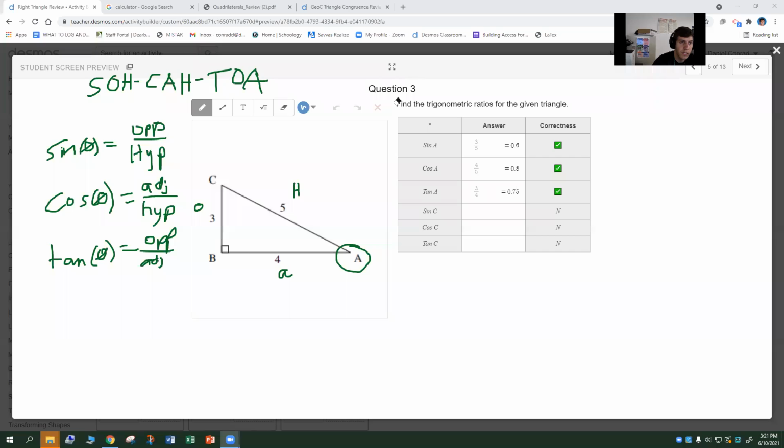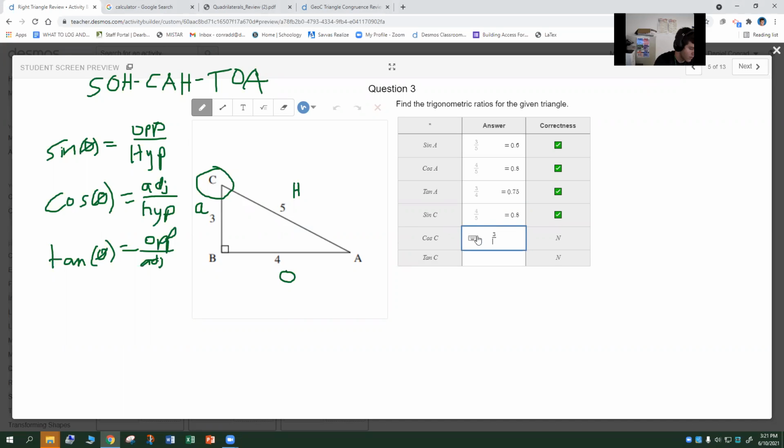Okay, and then for B, we got to erase; the hypotenuse stays the same. Okay, C is the angle we circle now, so 4 is now opposite of C, 3 is adjacent. So that's going to be sine of C is going to be 4 over 5. Cosine of C is going to be 3 over 5. And tangent of C is going to be opposite over adjacent, which is 4 over 3.